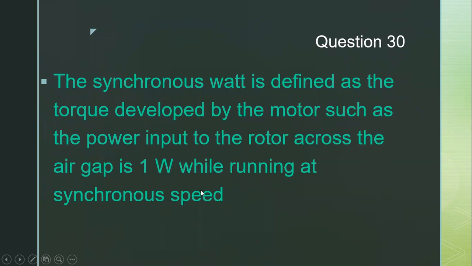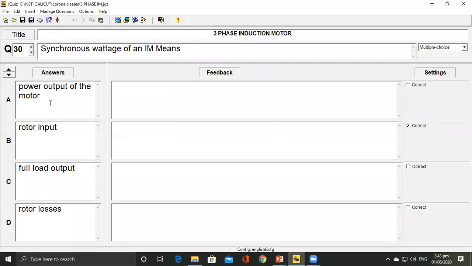So when you give 1 watt into the rotor input and the motor is running at synchronous speed, the synchronous watt is defined as the torque developed by the motor. So what will the answer be? The synchronous wattage of an induction motor is the rotor input. Synchronous wattage means the rotor input is your answer.